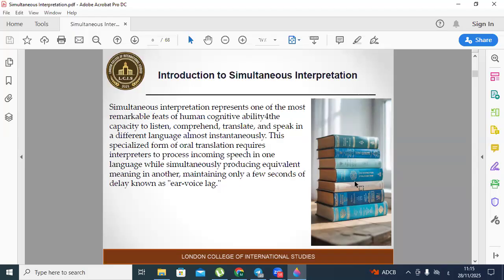The voice lag, typically 2 to 4 seconds, is a buffer that makes simultaneous interpretation possible. You cannot translate instantly with zero delay because your brain needs time to process meaning and formulate translation, but the delay must be minimal to keep pace with the speaker and provide real-time interpretation.